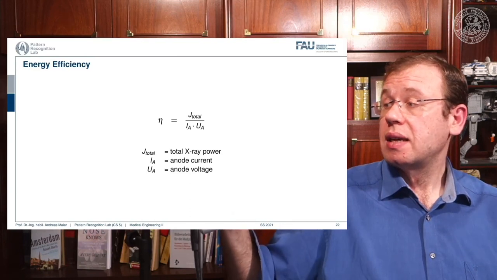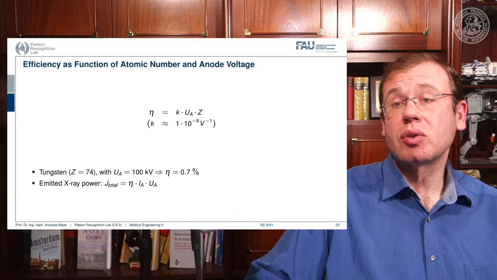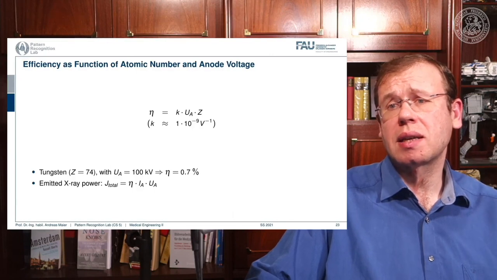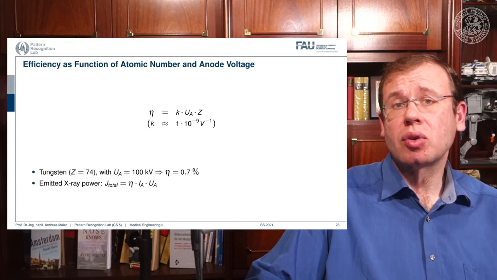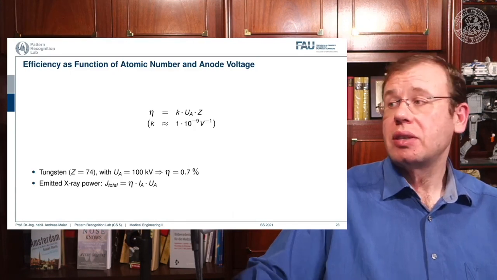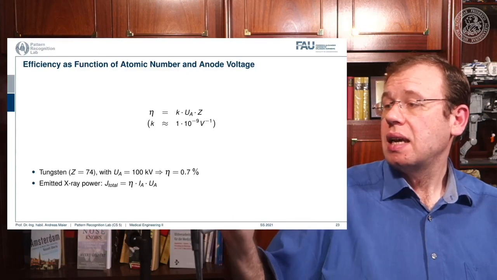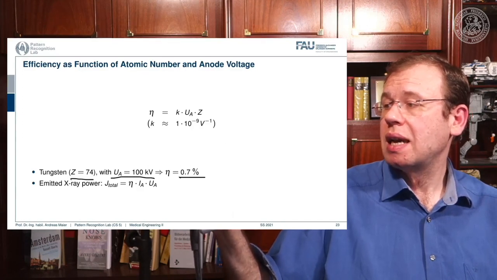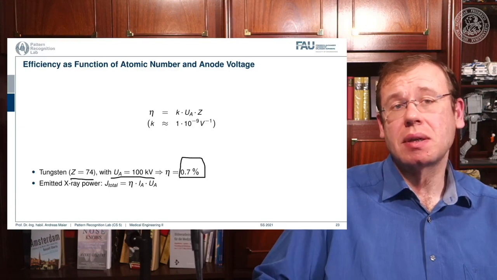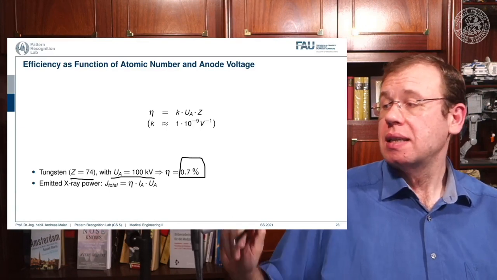So here is an estimation formula, and you can estimate eta with the constant k here, and k is approximately 10 to the minus 9 1/V. And if you now know the acceleration voltage and the atomic number of the anode material, then you can estimate how efficient your source actually is. And you see here in this example that if I have an acceleration voltage and tungsten, I get approximately an eta of 0.7%.